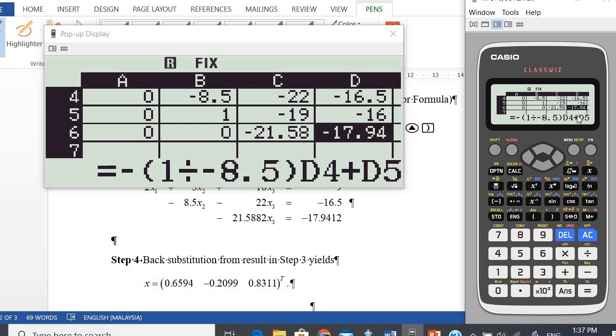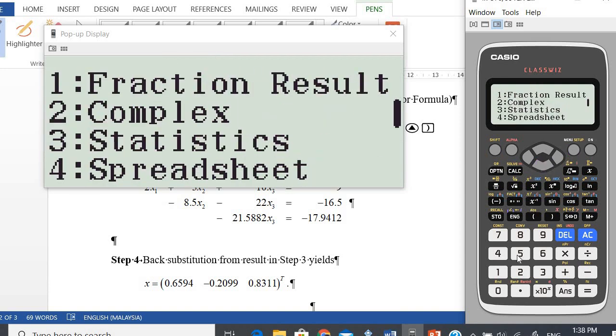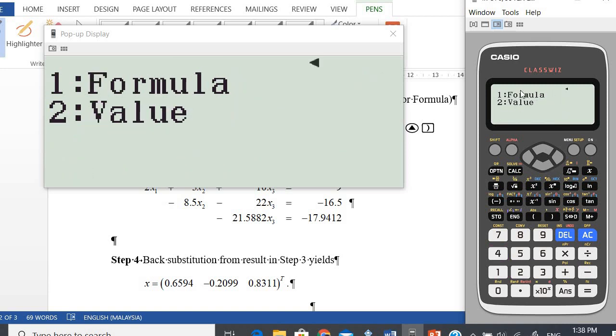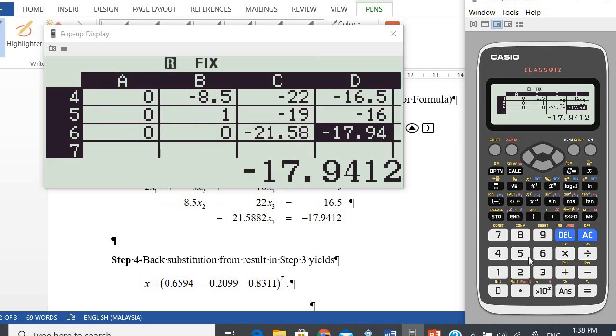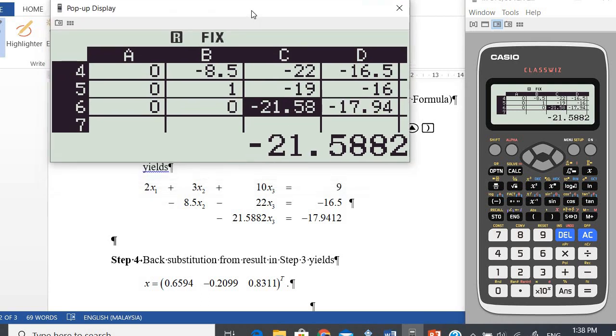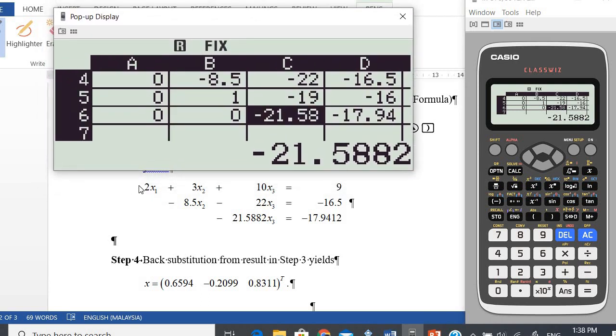Okay, you'll see how to get more than 2 decimal places. You can go to the Shift menu, go down to Spreadsheets. Choose number 2, show cell, show the value. Then you can read here, negative 17.9412. This is negative 21.5882.